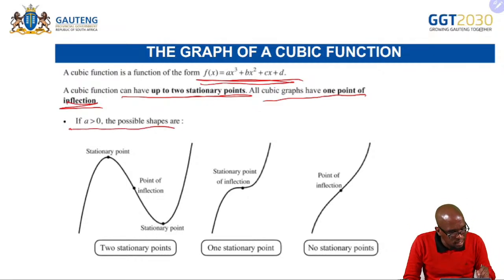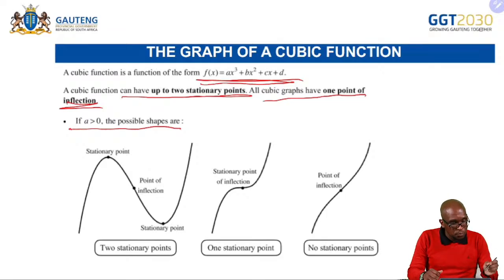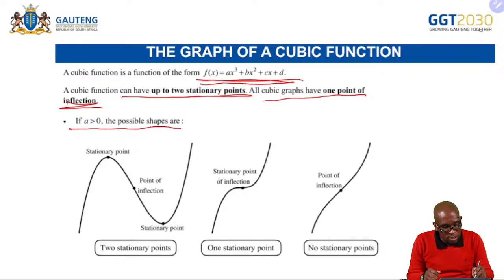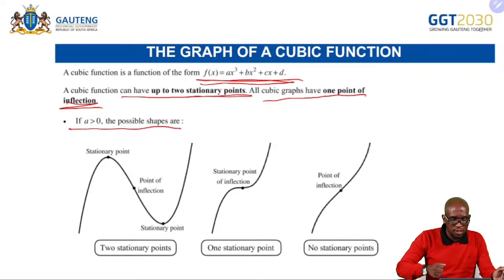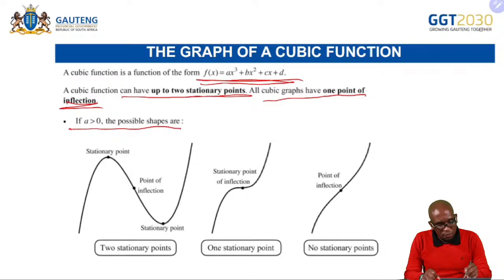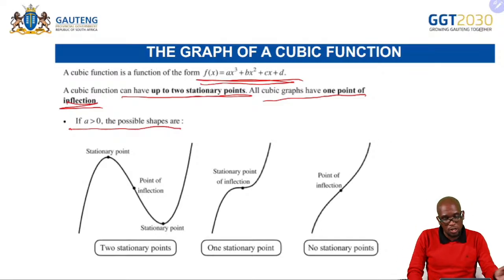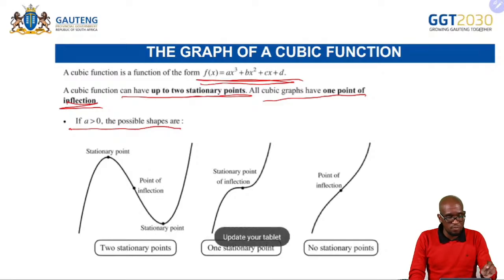Now, if a is greater than 0, these are possible shapes of the graphs. If you have 2 stationary points, then this is the graph that you're going to get. If you have 1 stationary point, then that stationary point would be a stationary point of inflection. But if you have no stationary point, that's what you're going to get, only the point of inflection. So these shapes are very, very important.